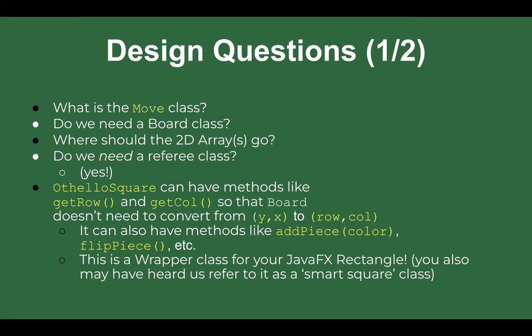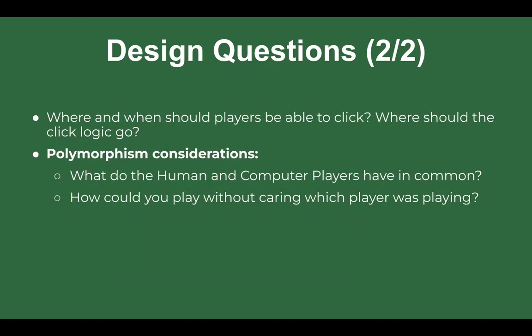Othello square can have methods like get row and get column, so that the board doesn't need to convert from YX to row column. It can also have methods like add piece, which takes in a color, flip piece, and stuff like that. And this would be a wrapper class for your JavaFX rectangle. Also sort of like a smart square class. That one's not really a question, but sort of a suggestion.